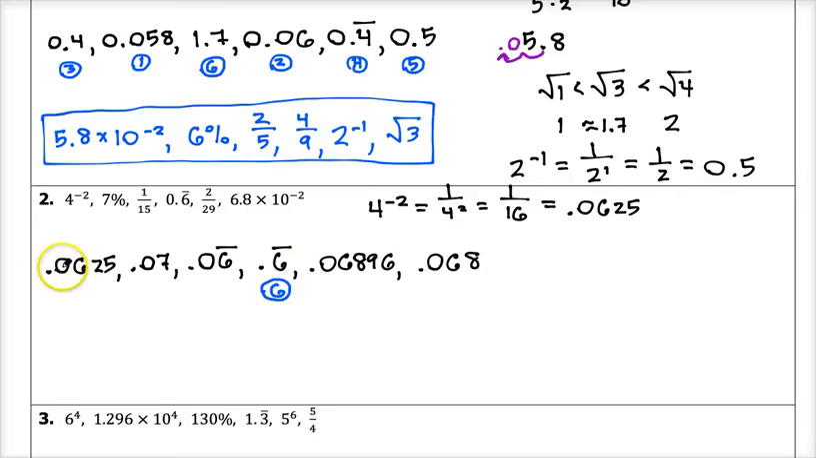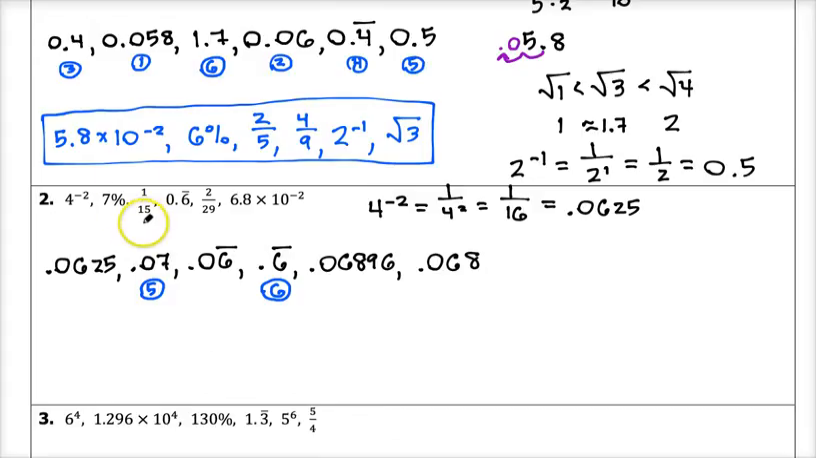Next, I'll move on to the hundredths place. And I have 4 numbers that have a 6 in the hundredths place. That would be 0.0625, 0.06 repeating, 0.06896, and 0.068. So that means that 0.07 is my next highest number in the list. I can label it with a 5. So we haven't found the smallest yet, but we've found the 2 largest numbers.